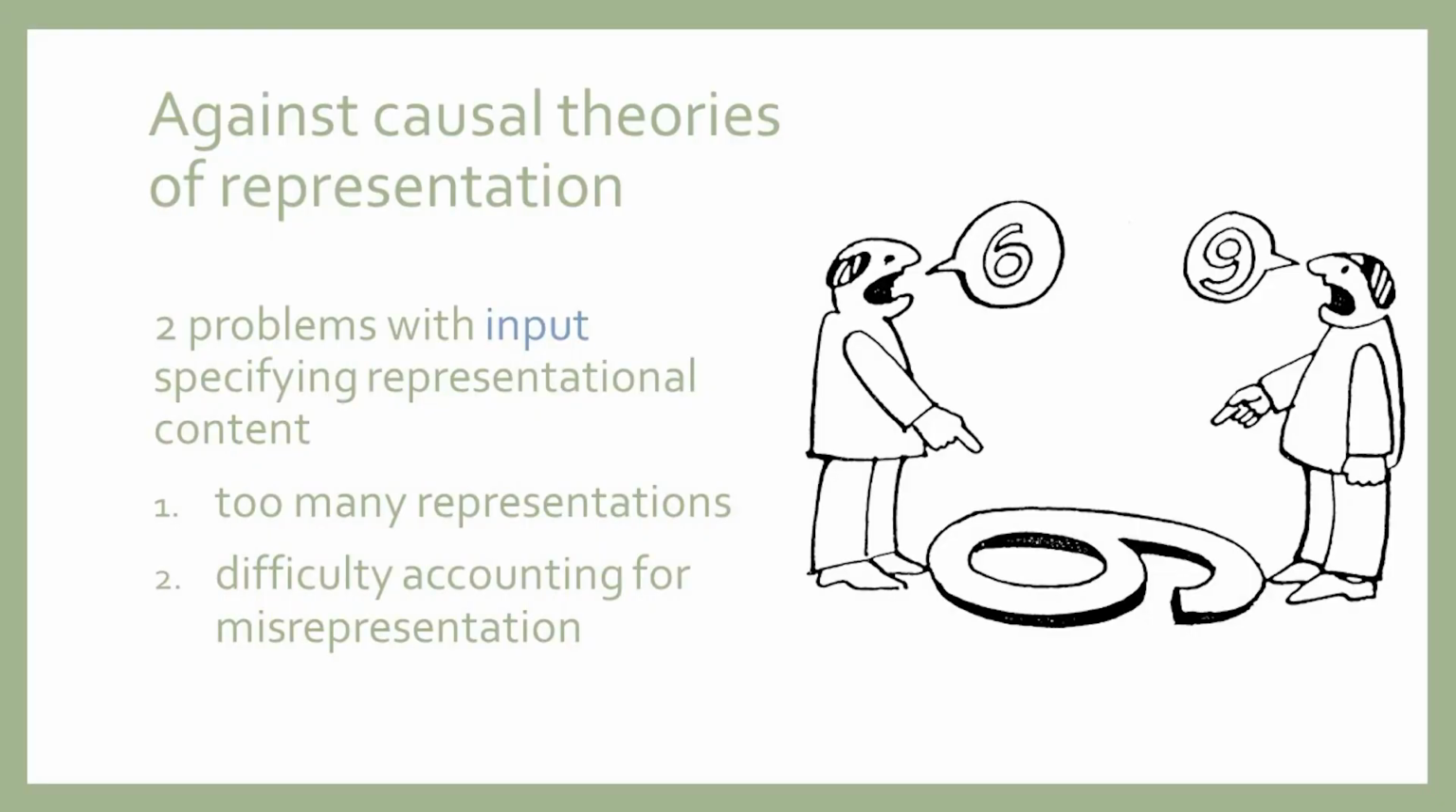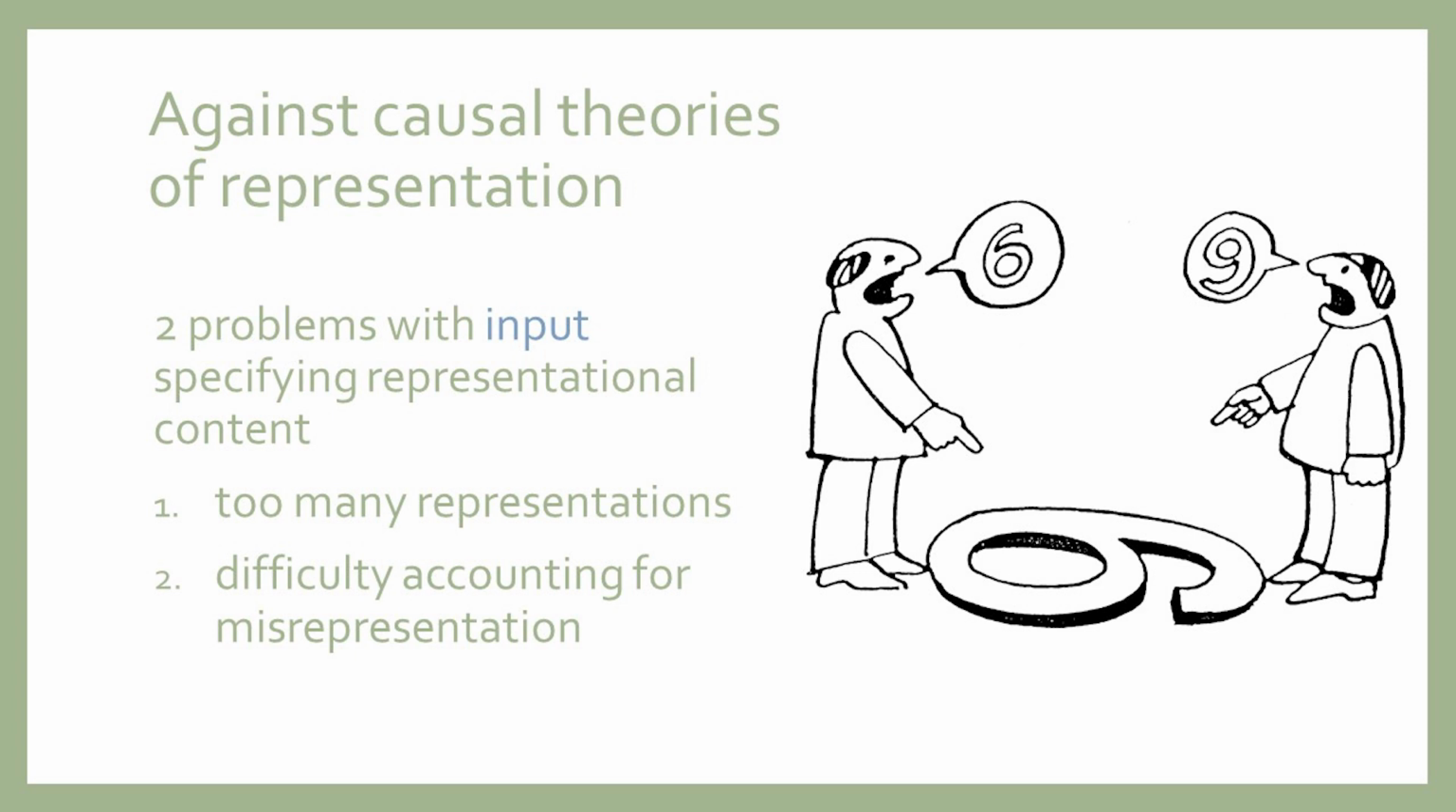According to Ruth Garrett Millikan, who developed this view, a common mistake in theories of representation is to focus on the input to the system. And here I'm shifting away from representational theories in general to focus on causal theories. According to the causal view, my representation is about a football because it's somehow caused by the football. There are two main problems with input in determining the content of representations. And that is, first, there are too many possible representations, and second, there is a difficulty in accounting for misrepresentation.